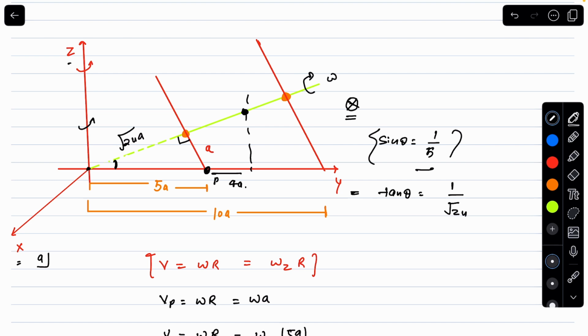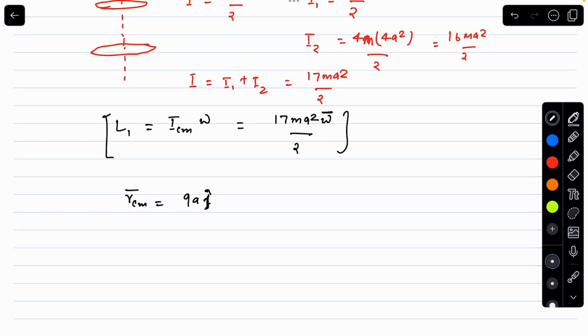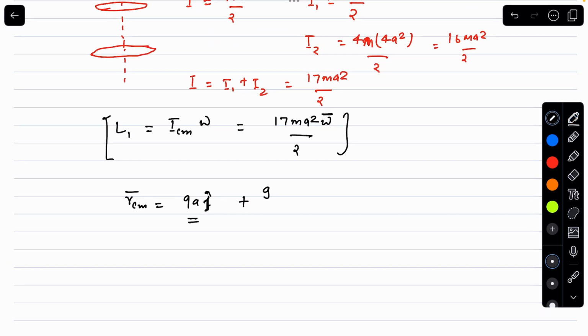So this distance is 9a. Let's call this distance z center of mass. Then Z_CM divided by 9a is tan theta, which is 1 by root 24. So Z_CM becomes 9a divided by root 24. If I write down the position vector of the center of mass, it is 9a j cap plus 9a by root 24 k cap.